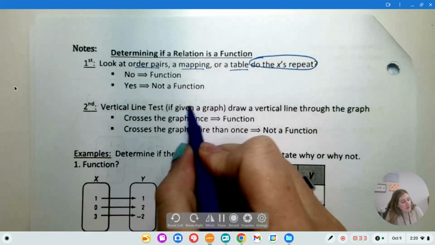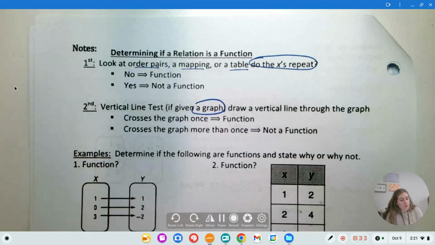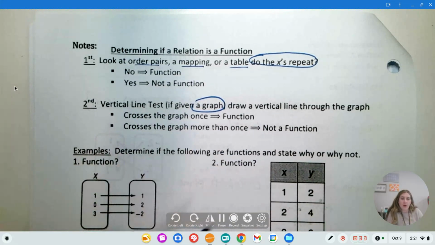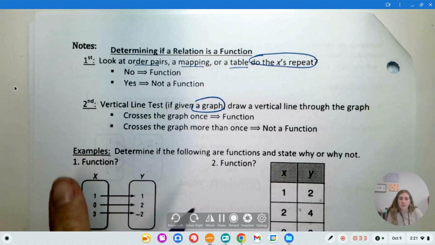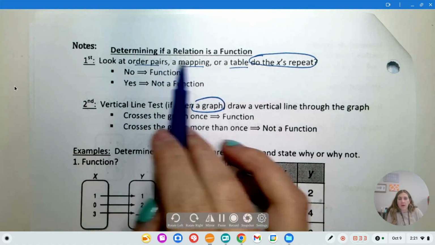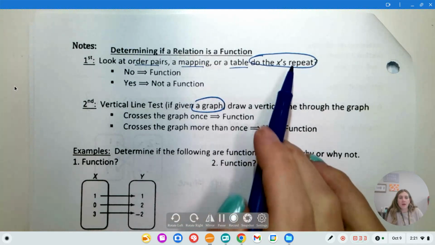If we have a graph, we do something called the vertical line test. So I'll go through that when we get to number 3. I don't want to confuse you too early. First thing we're going to talk about is right here, ordered pairs, map, or table. Do the x's repeat?